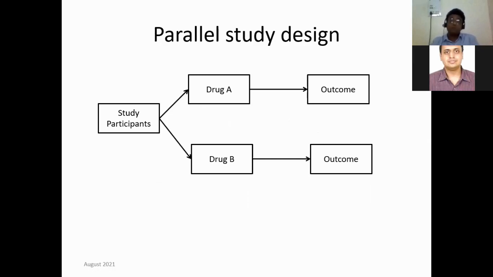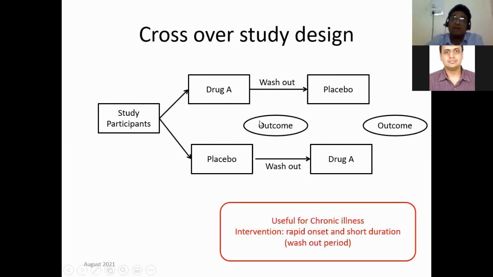Now, how do we randomize? There are two major types of study designs that we tend to use. One is called the parallel study design, in which the study participants are randomly assigned to either drug A or drug B, and at the end of the intervention, you study the outcome in drug A and the outcome in drug B. The other study design which we generally tend to use is the crossover study design, in which a homogeneous study population is divided into drug A, and suppose you're doing a placebo kind of study.